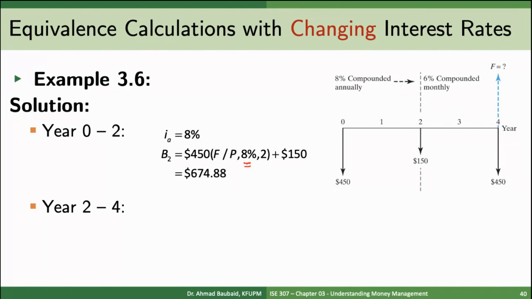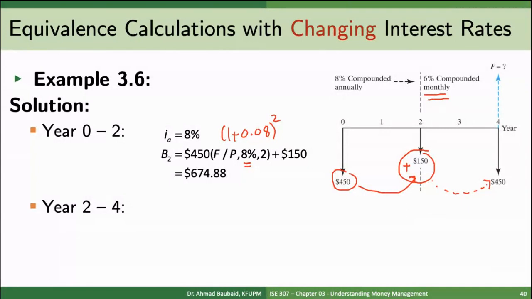I use my 8%, right? So remember this formula is just 1 plus 0.08. And I have 2 years, so I raise it to the power 2. Right? And so that gives me the future worth of this 450 at time period 2. And like I said, we're going to add the 150 to it, right? And so we get this value here, the 674.88. Now, of course, what's left, like I said before, is I need to take this and move it here. And so I do a similar thing, except now there is a difference.